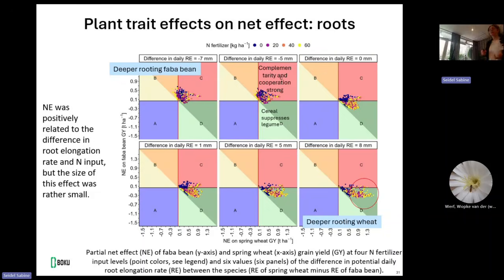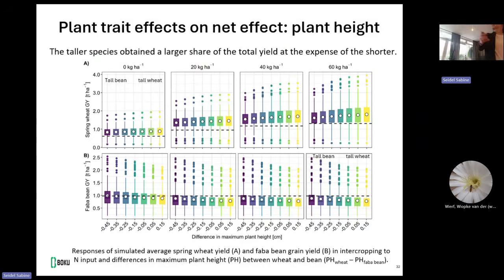And this is my last slide to torture you with. I know it's really dry material. We did this also for plant height, and I don't want to go too much into detail. So we have again here the difference in maximum plant height, the spring wheat grain yield, the faba bean grain yield. On the left side, purple is the tall faba bean, and on the right side, in greenish and orange, the tall wheat.